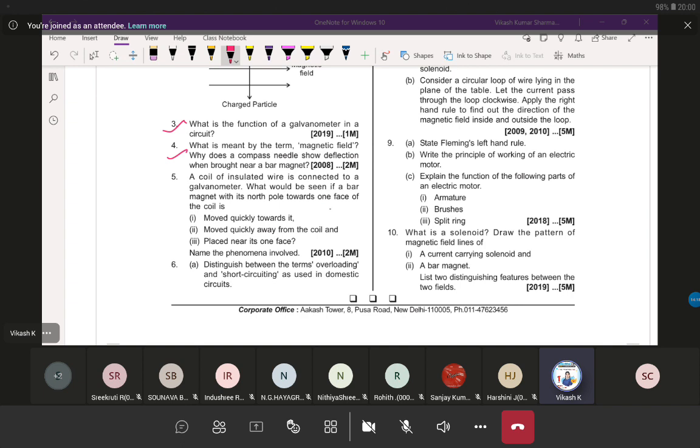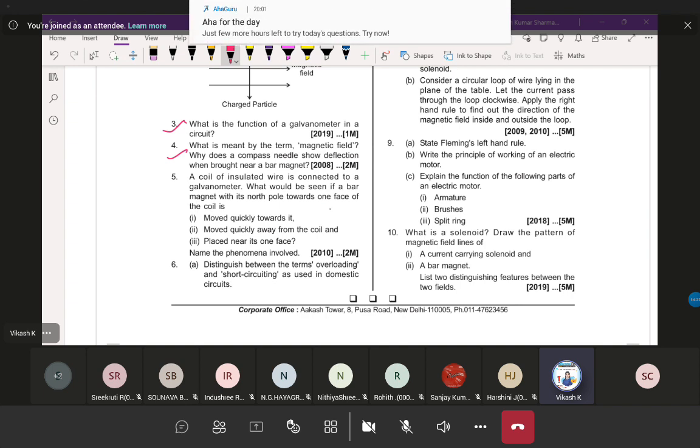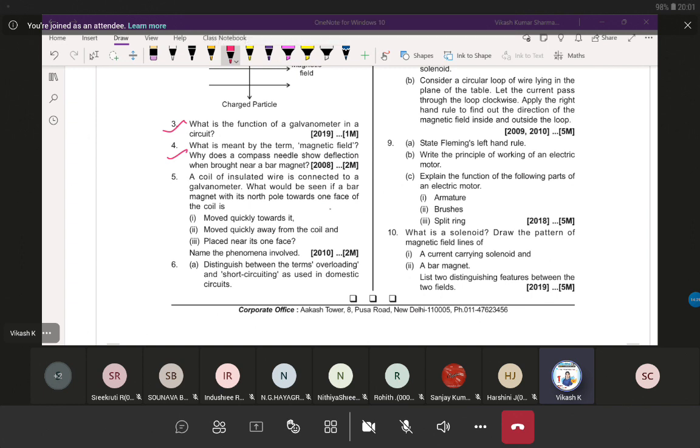Okay? Right. Why does a compass needle show a deflection near a bar magnet? Because the bar magnet already has its own magnetic field. And once the compass needle comes near, the compass needle is also made up of what? A magnet only. So there will be two magnetic field lines which never intersect. So they will have a force of attraction or repulsion based on the polarity of the magnetic compass, due to which it gets deviated or deflected.